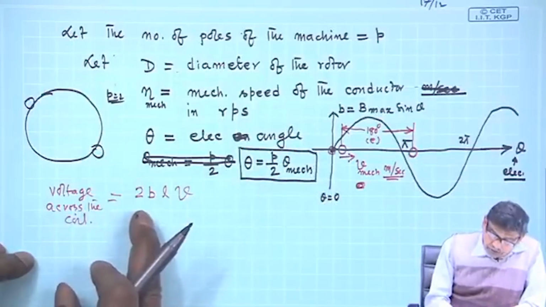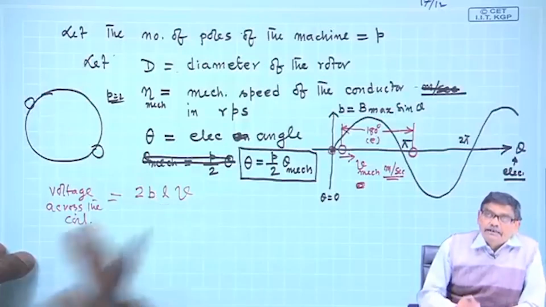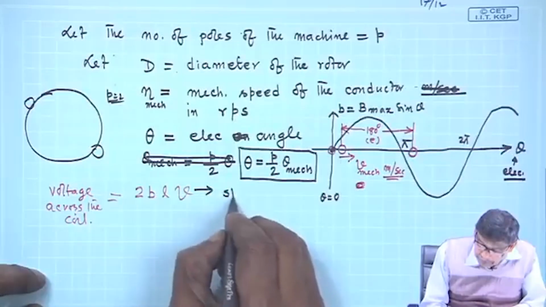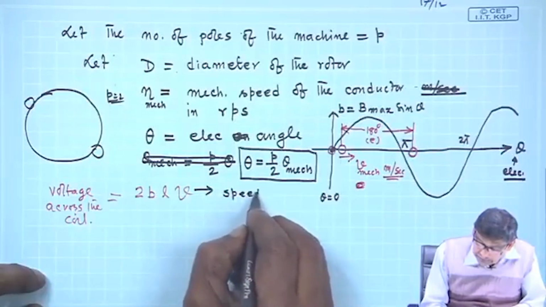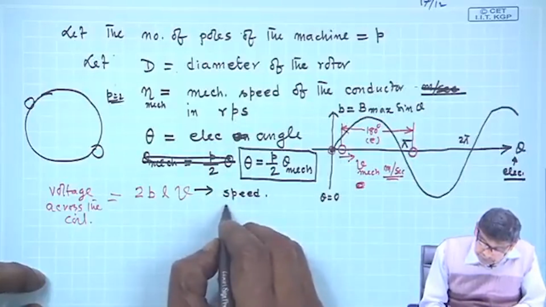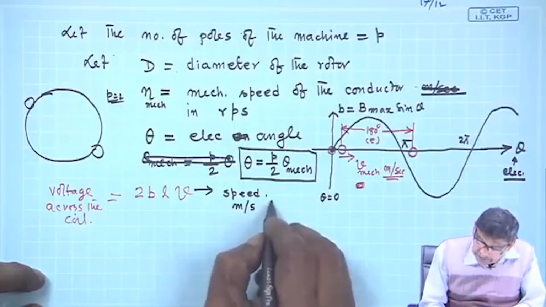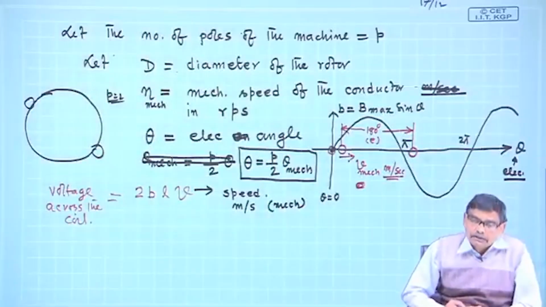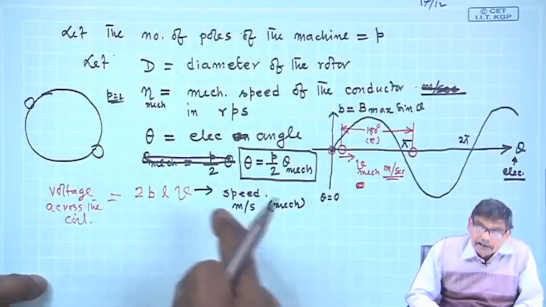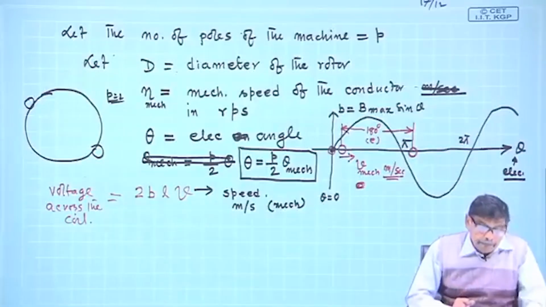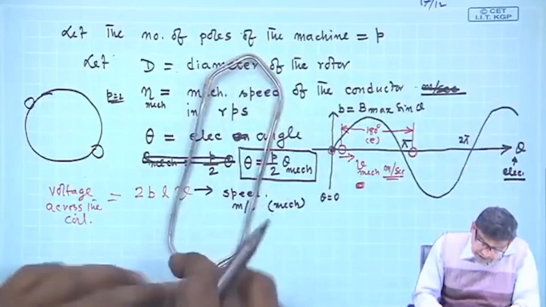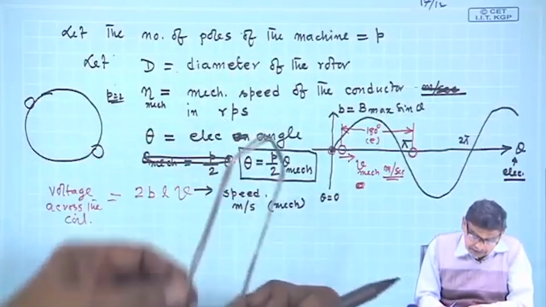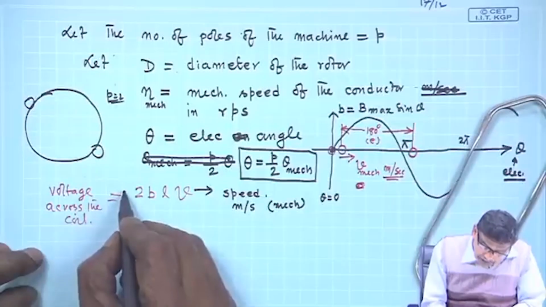So, what will be the induced voltage? 2 B L V. What is V? V is speed, mechanical speed, meter per second. That is what that formula says, BLV. The velocity of the conductor is mechanical, meter per second. Now, the only thing is, if it is a multi-turn coil, so that in each coil side there will be several conductors, it is to be multiplied by n.